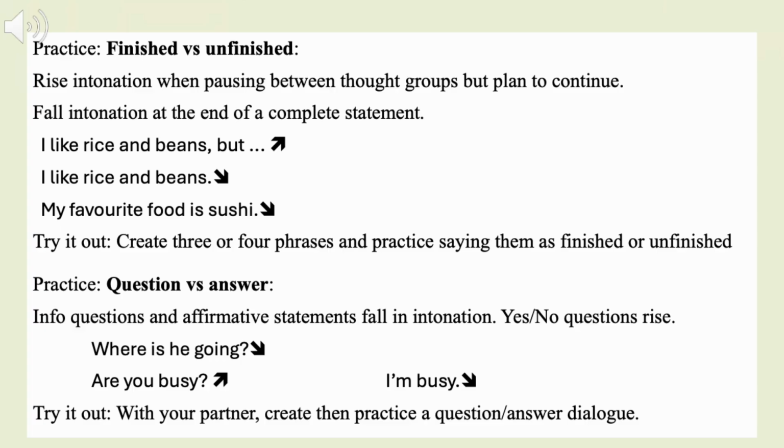Finished versus unfinished. I like rice and beans, but I like rice and beans. Question versus answer. Where's he going? Are you busy? I'm busy.